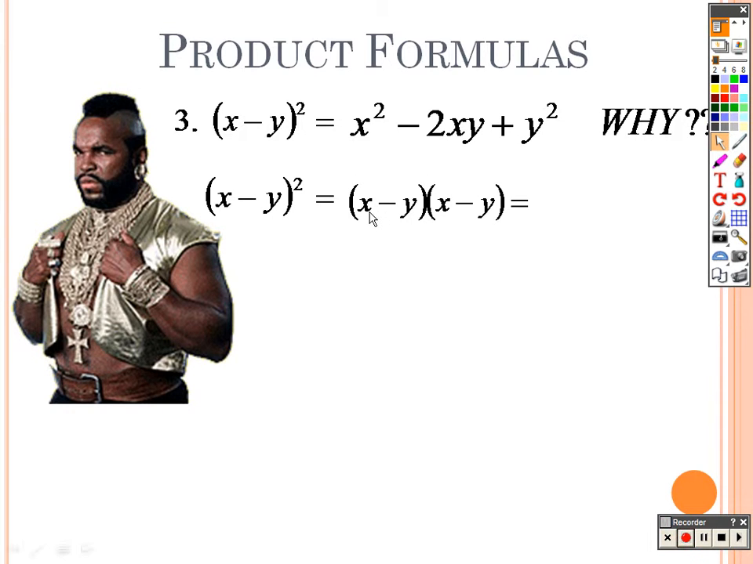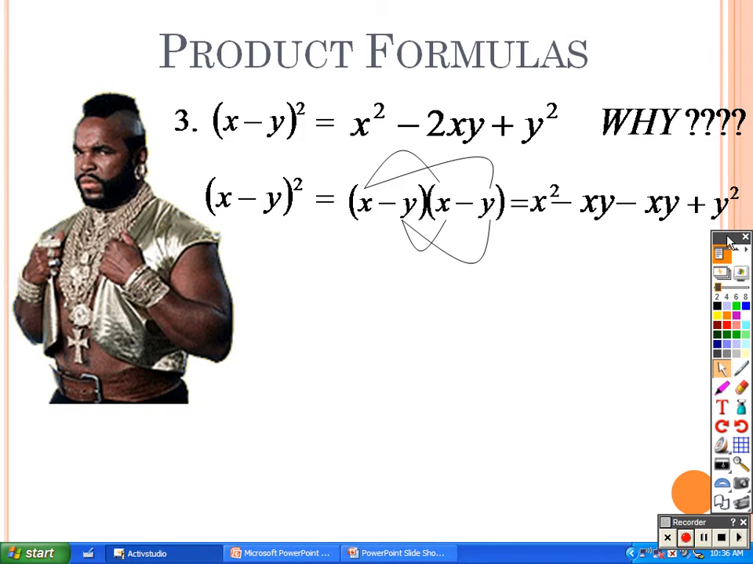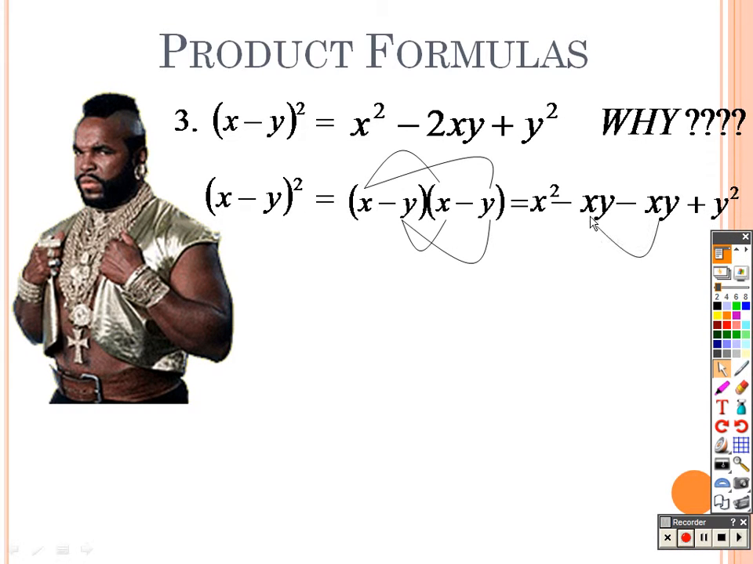All you need to do is FOIL. So x times x is x squared. X times negative y is negative xy. This right here, that also is a negative xy, and negative y times negative y is positive y squared. So, since that is a positive y squared, when we combine these together, if I have negative one of them and negative one of them, I actually have negative two of them, which is why we have that formula.